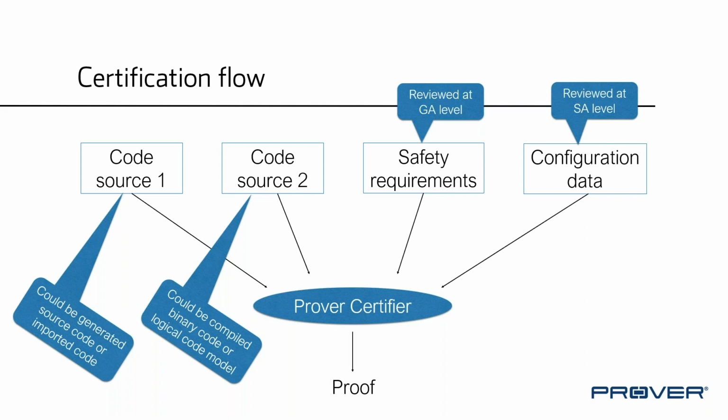If you feed all these 4 things to Prover Certifier, you will get a proof if everything is okay. So the benefit is that although you need to review the 2 things at the right, you don't have to review or test the code regarding the aspects that are covered by the safety requirements proved by formal verification.